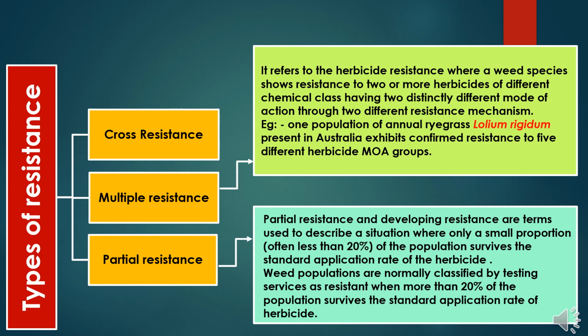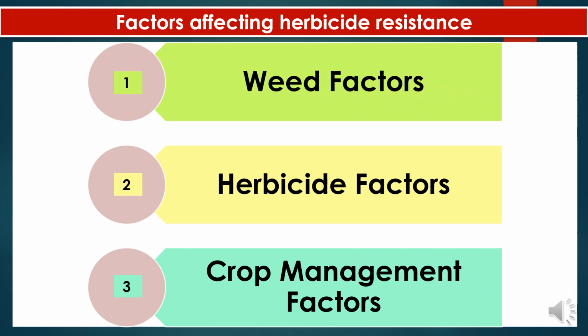Now, partial resistance. Partial resistance and developing resistance are terms used to describe a situation where only a small proportion, often less than 20% of the population, survives the standard application rate of the herbicide in question. Weed populations are normally classified by testing services as resistant when more than 20% of the population survives the standard application rate of herbicide. Here we will focus on factors affecting herbicide resistance.